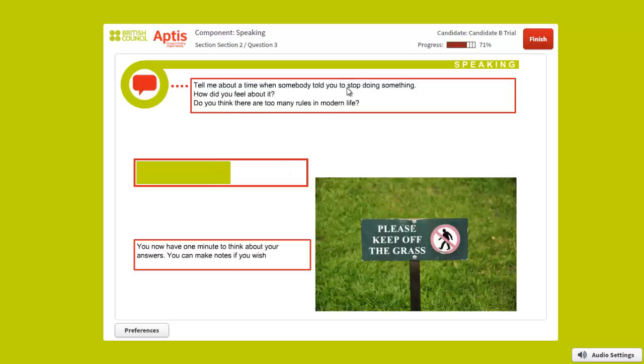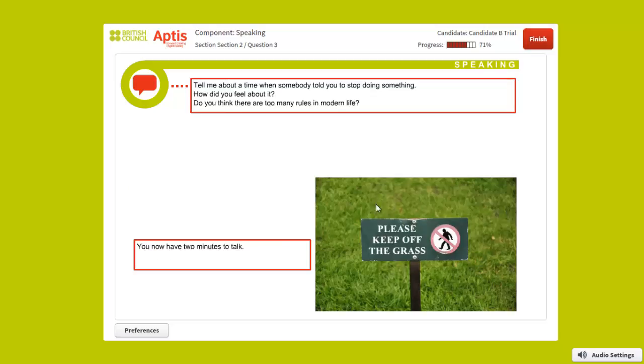He wrote everything in this part, and the question here, somebody told you to stop doing something. How did you feel? Your feeling about this? And do you think there are too many rules in modern life? Also, you can speak in general about the rules in the modern society. You can speak about the role of the rules in the society, maybe inside your school, or with the traffic, or the effect of these rules in our life. You now have 2 minutes to talk.